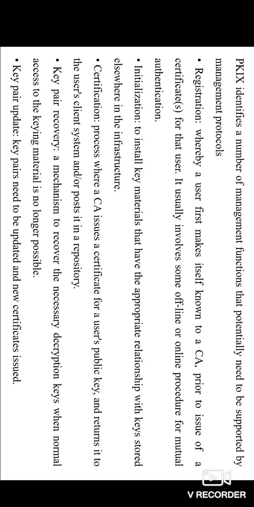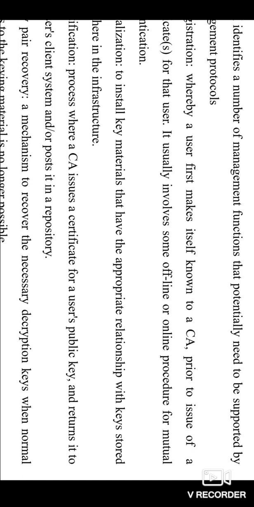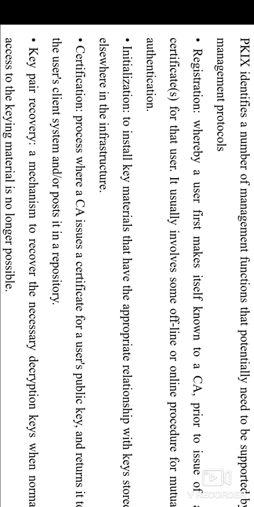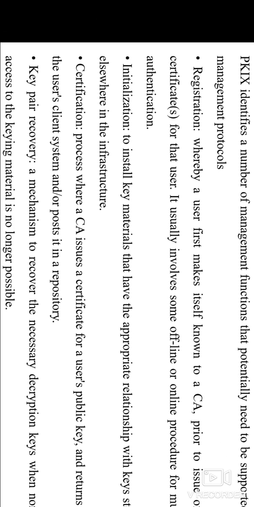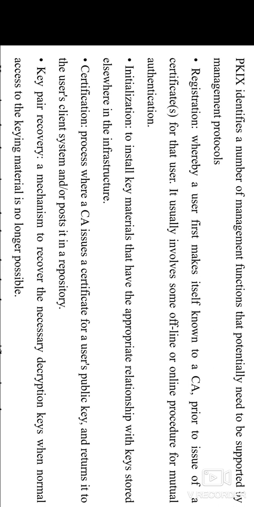So as I told, we have a number of management functions. The first one is registration. So through the registration only, the user first makes itself known to the certification authority. That is, before getting the certificate from the CA, the user has to register himself through the process which is called registration. So usually it involves online procedures and offline procedures for mutual authentication.